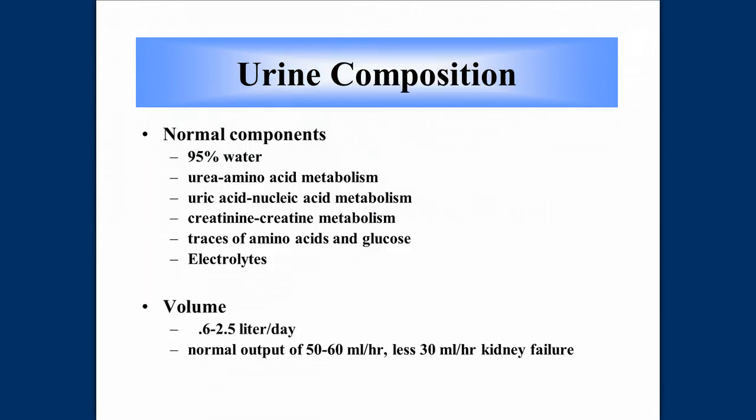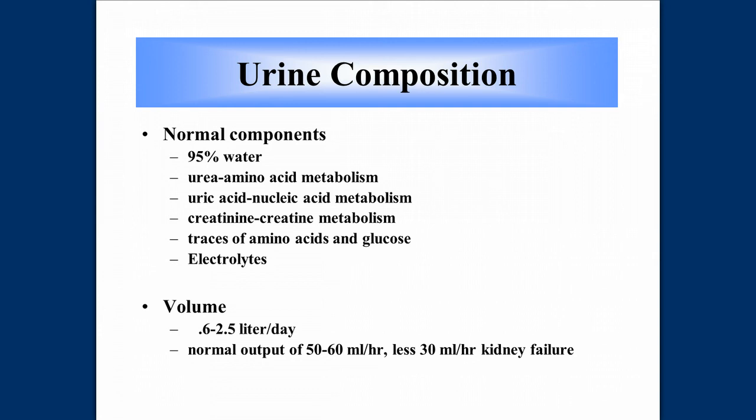Urine composition. Normal components: about 95% water. Urea, from amino acid metabolism, is a waste product. Where does amino acid come from? Remember, we said proteins are made up of amino acids. So the metabolism of proteins, amino acid metabolism, gives urea. Uric acid comes from nucleic acid metabolism, whereas nucleic acid is found in DNA. Where is DNA found? The nucleus of all living cells has DNA, so nucleic acid metabolism gives uric acid.